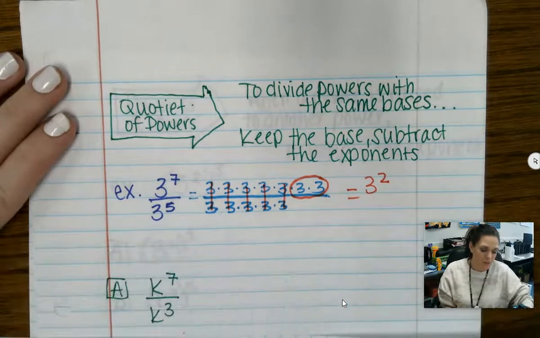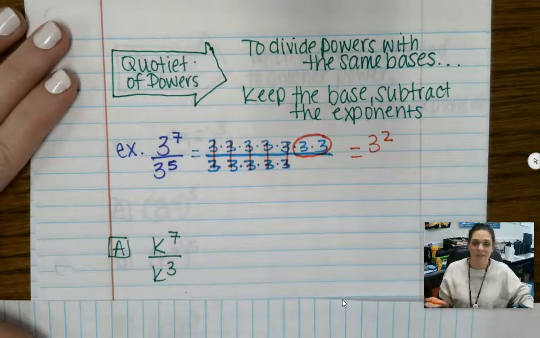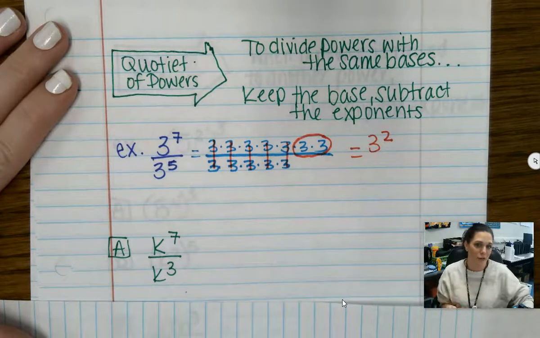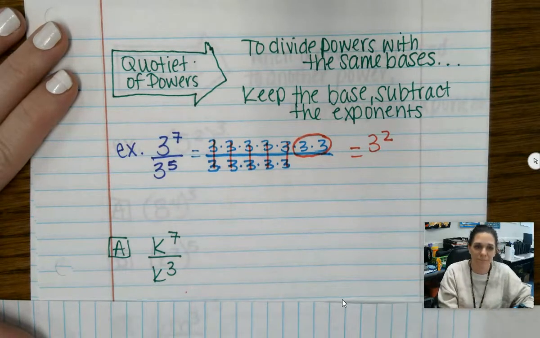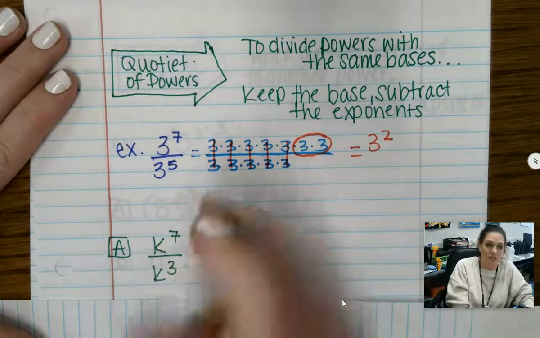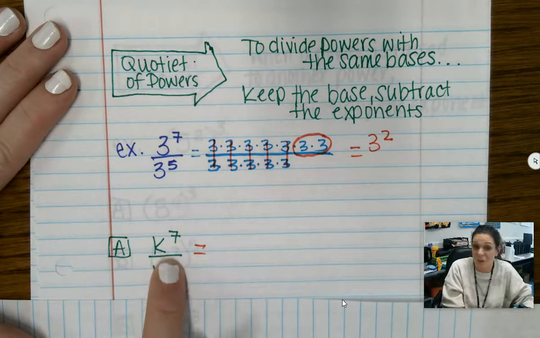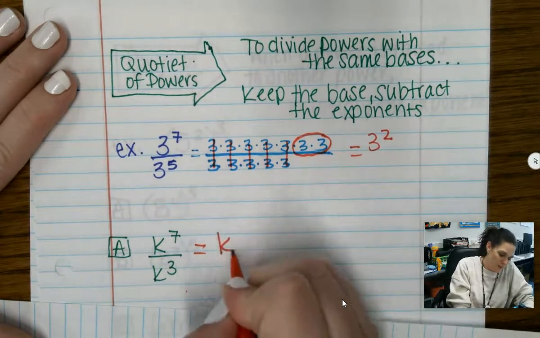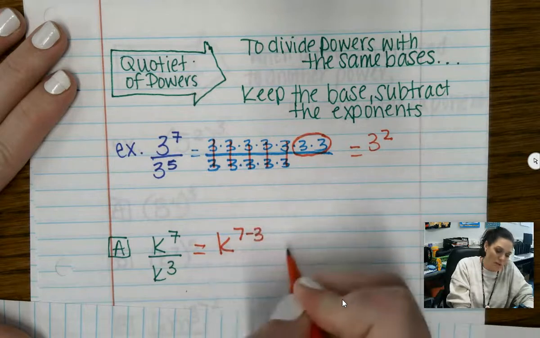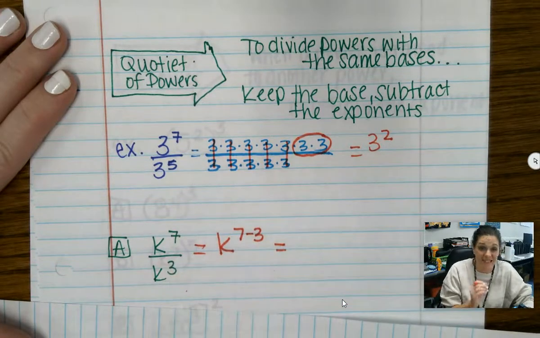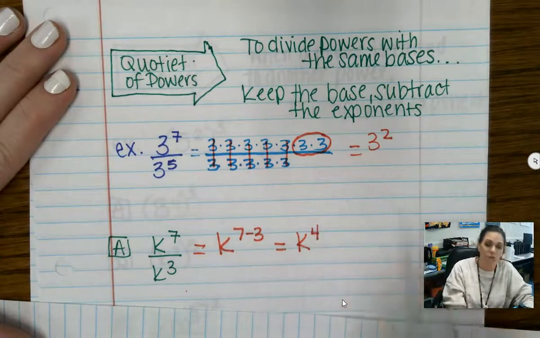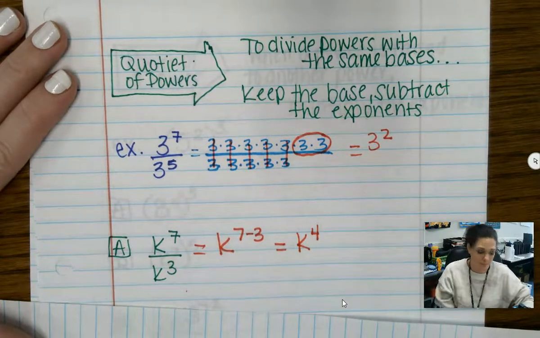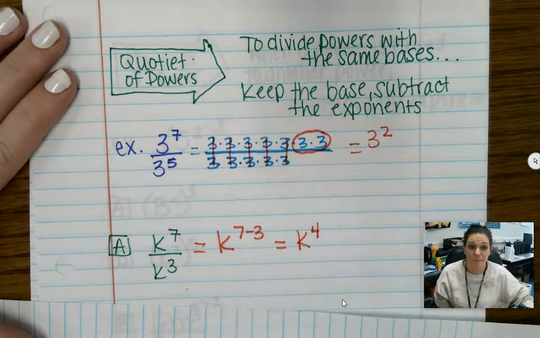All right, so this first one, we have k to the 7th being divided by k to the 3rd. So knowing this information, what are we going to get? Well, we start off and we see it's division, which means we're going to subtract. So we keep our base and we subtract our exponents, and we need to subtract them in the order that it's given to me, which means I am going to have 4 k's left. 7's going to win, and he's going to win by 4.